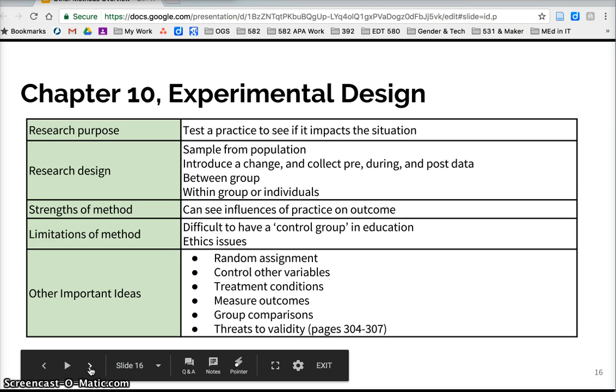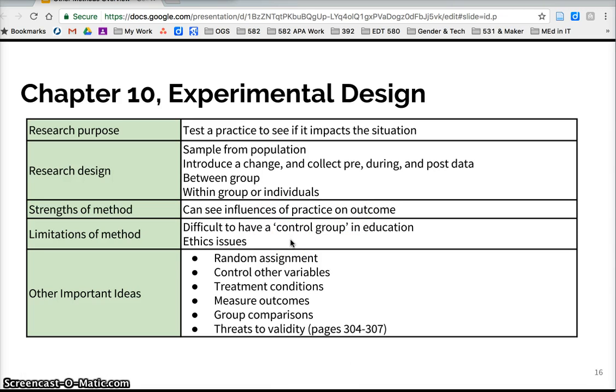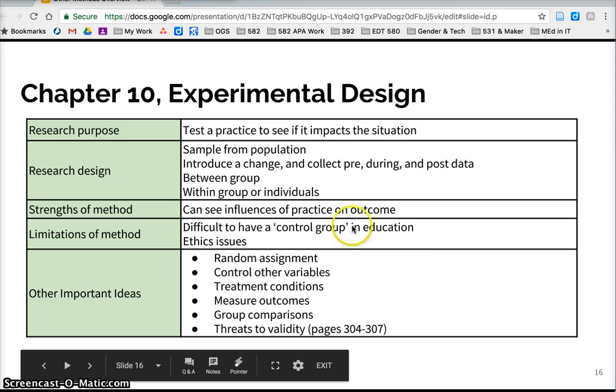And one of the biggest challenges with this is that it's often really, really difficult to have a control group in education, because there are typically other variables that impact it, and it's not just seeing the difference between two schools or two classrooms. So some important ideas about experimental design are listed below here.